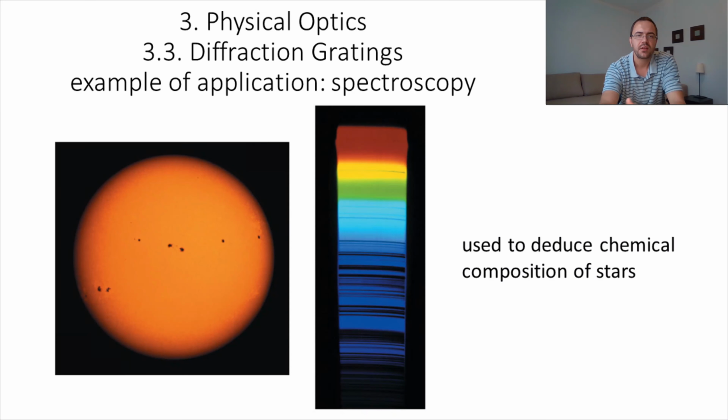And what is really nice is that you don't even need to touch the source. The source can be very far away, and you can learn something just from the light, right? So you can use this to deduce the chemical compositions of stars, for example. That's actually how we know the chemical compositions of stars.